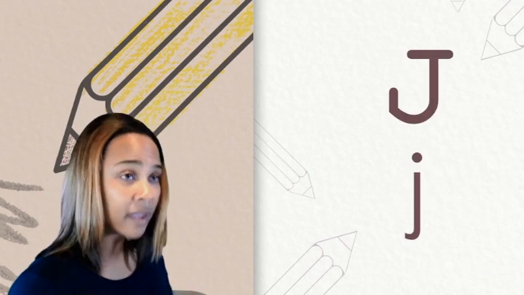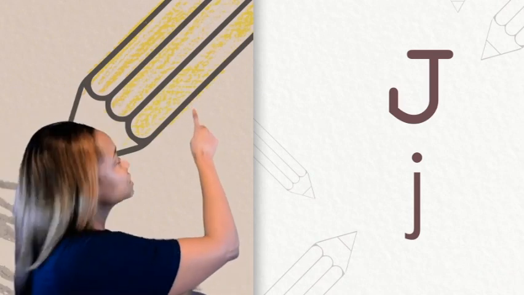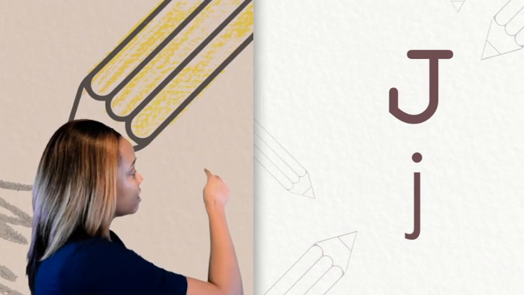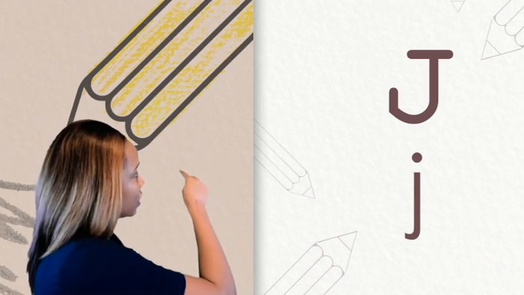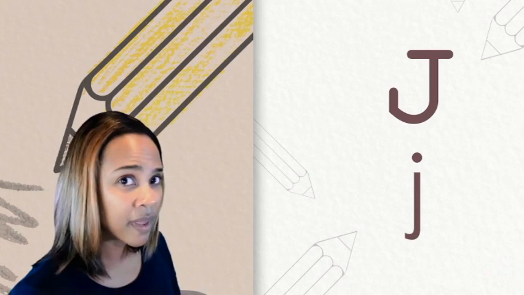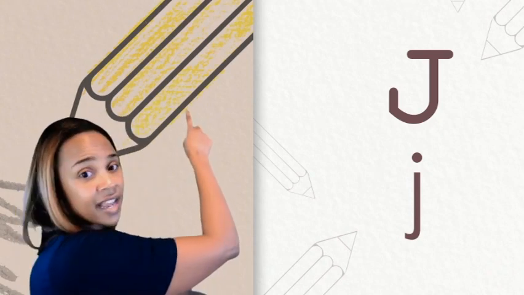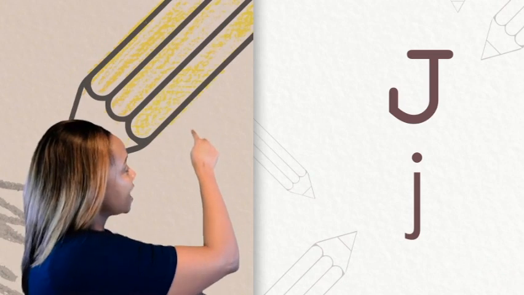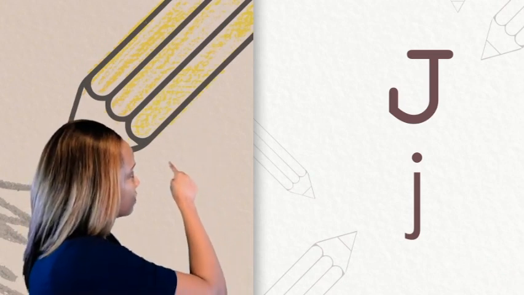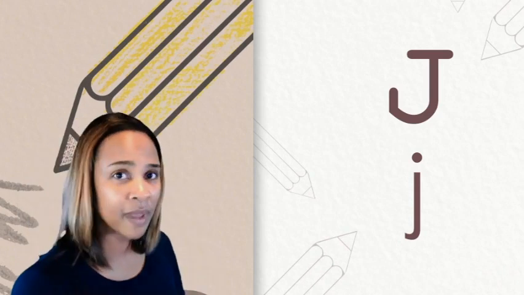Now let's try to make our uppercase J. Watch first. Starting at the head line, dragging my line all the way down to the foot line and curving it up just a little bit. Now try with me. Starting at the head line, dragging our fingers all the way down to the foot line and then curving around up just a little bit.